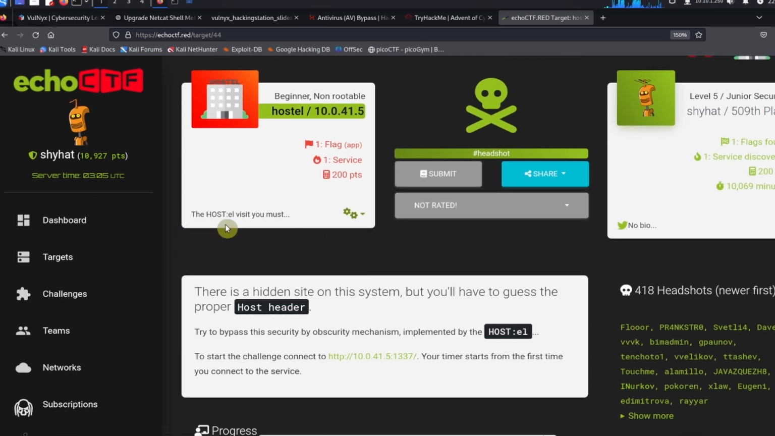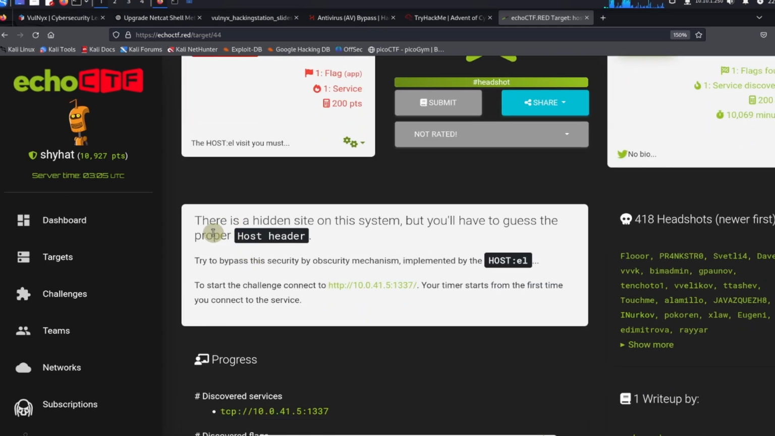The host EL visit you must. The host EL visit you must. So it says there is a hidden site on the system, but you'll have to guess the proper host header. So it actually tells us what we need to do. Try to bypass this security by obscurity mechanism implemented by the host EL.